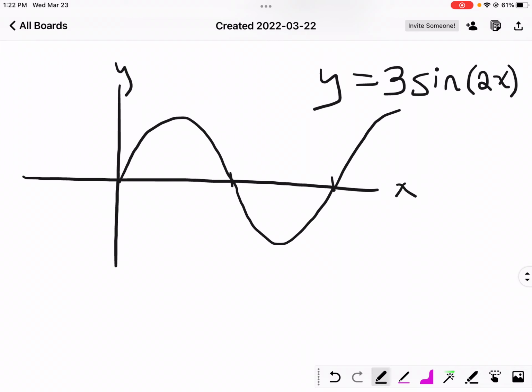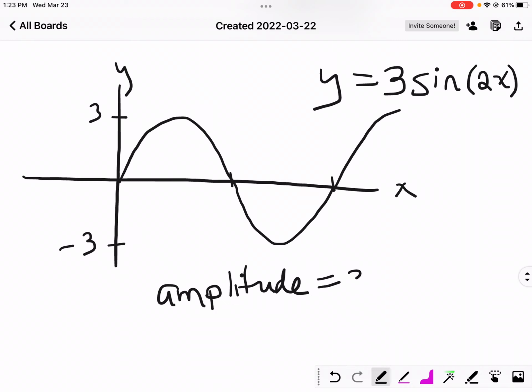Now, because of this 3, I know that the amplitude is 3. So I'm going to change this, which would normally be a 1, to a 3. And I'll change this, which would normally be a -1, to -3. I have addressed the fact that the amplitude is now 3.